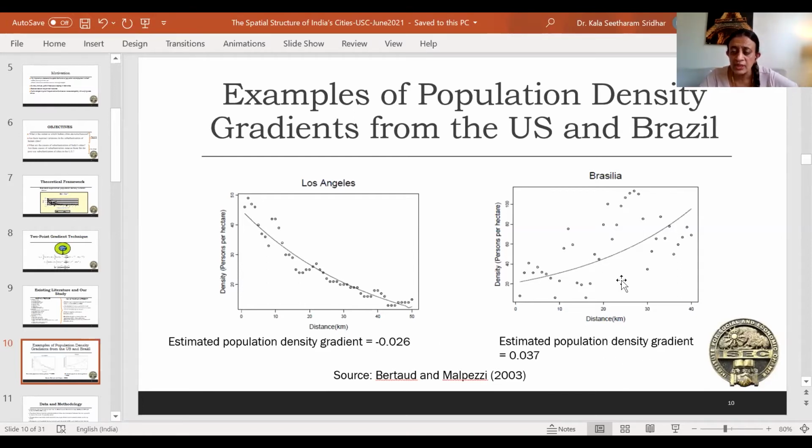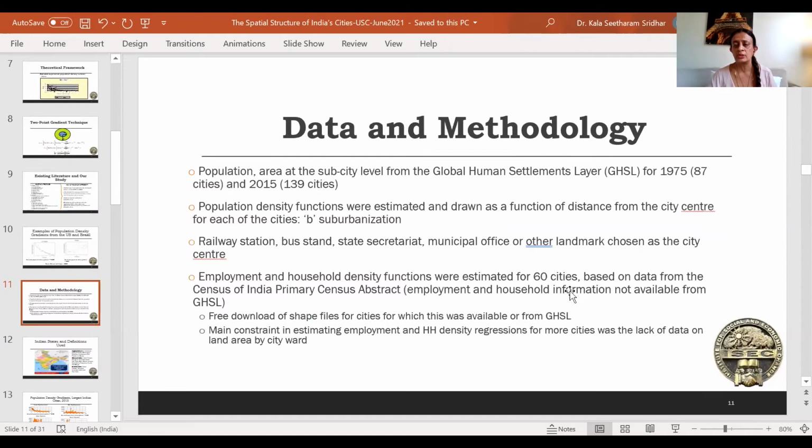And here you see Brasilia, where there's a positive exponential density gradient, and Brasilia is a very strongly planned city. So its population density gradient is also relatively flat, 0.04, but a little bit more steep than Los Angeles, and it is a positive exponential. Just to show all of you some examples of what the numbers look like for other cities in the world before I present all this for Indian cities.